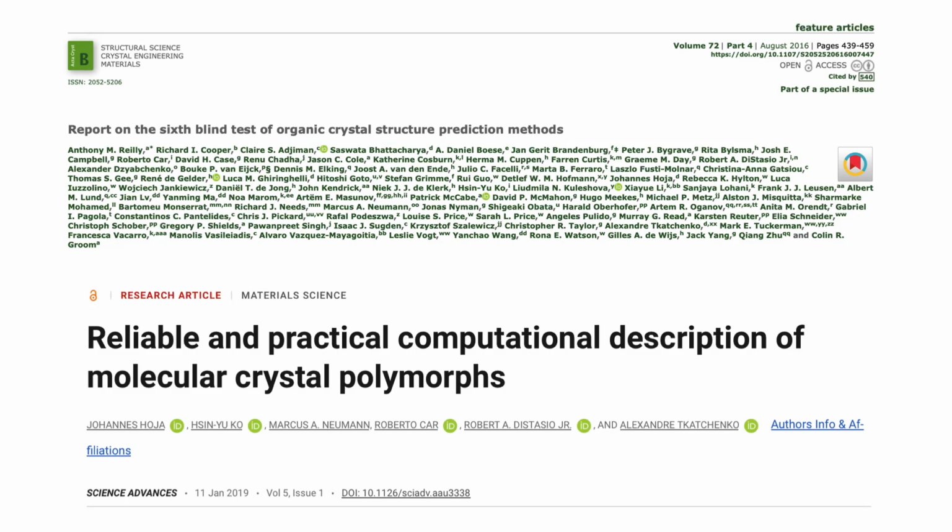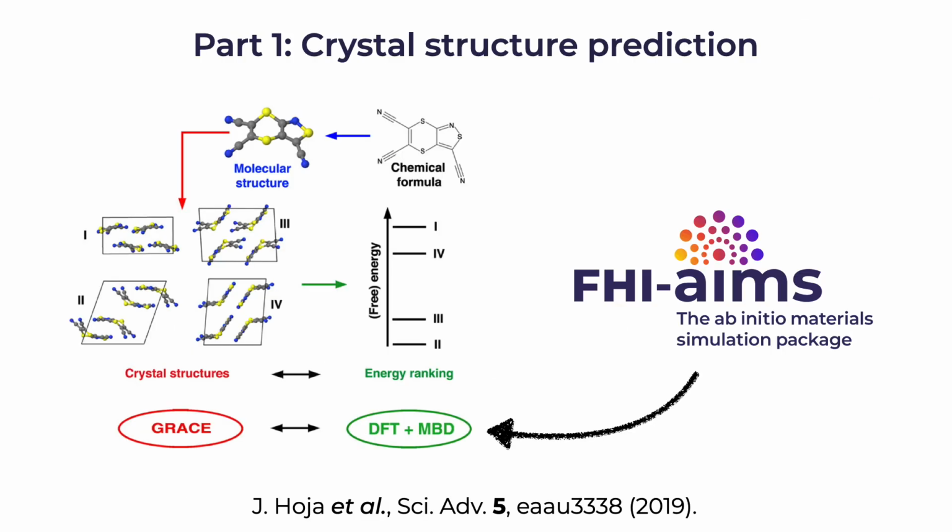We will focus in this example on one specific part of blind test number 6, which was published in 2016, namely Target 22, and the publication by Hoja et al. in 2019, which not only used FHI-aims in their CSP workflow, but was also the best performing research group in that blind test. The general workflow for CSP consisted of two stages.